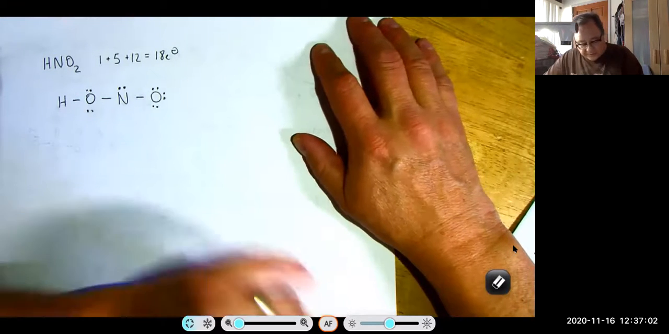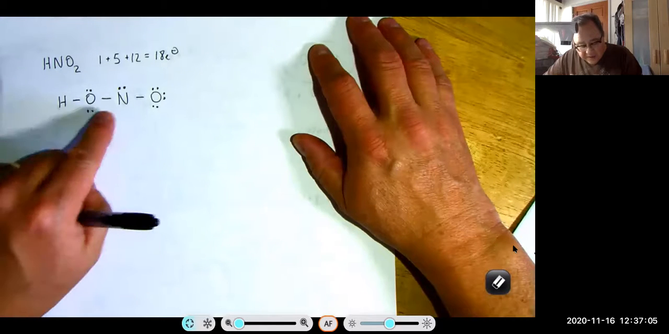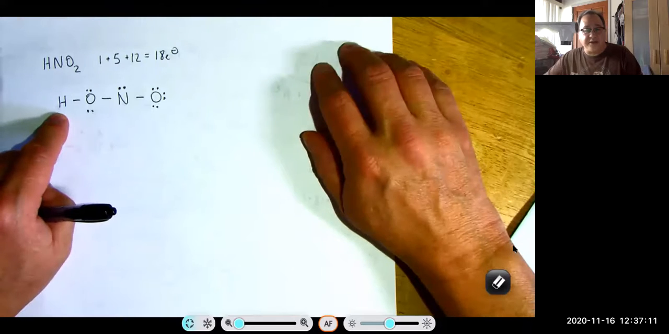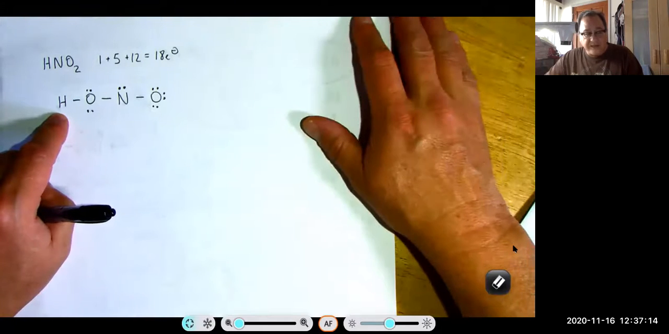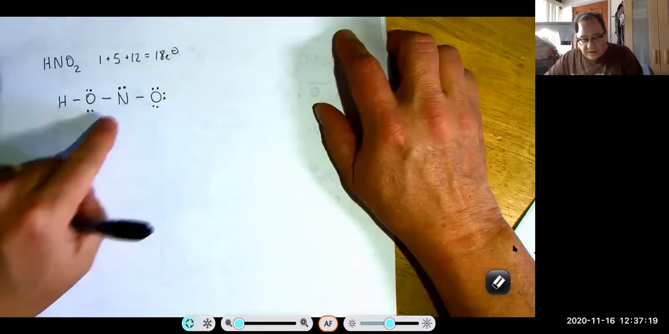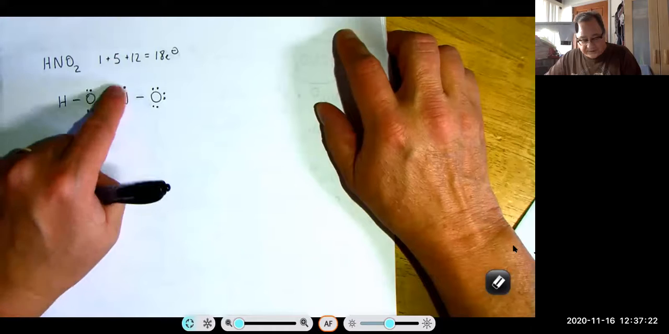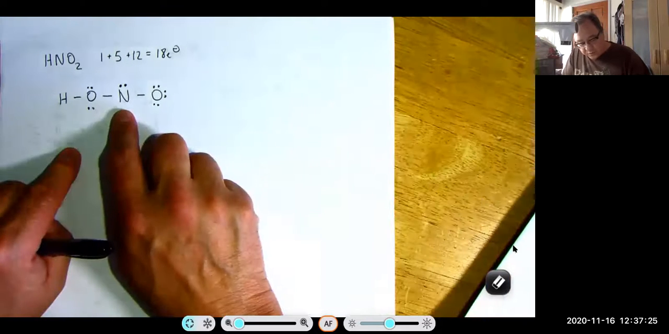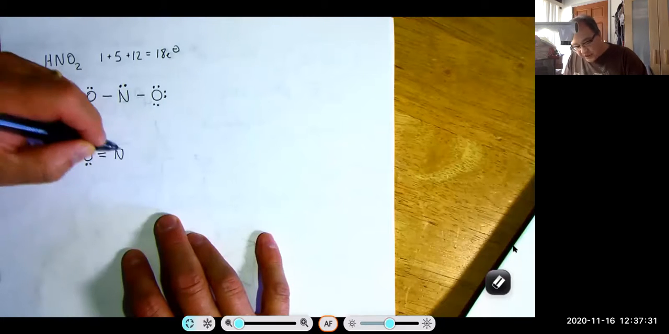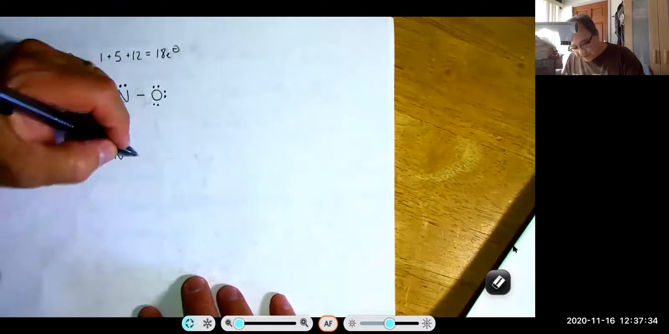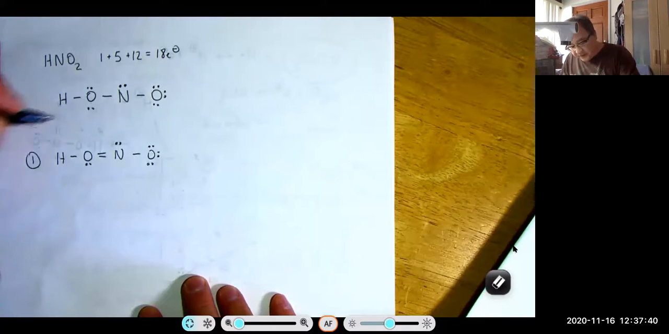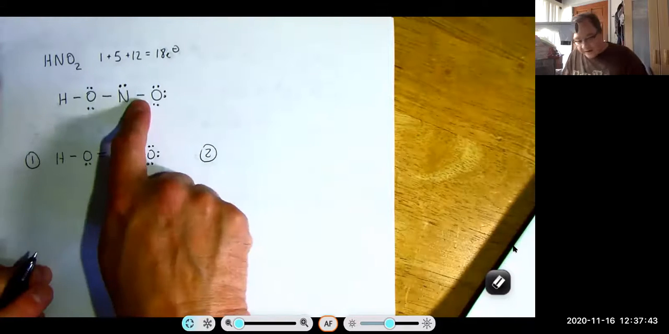Okay, now let's take a look here. Do we have an octet on the oxygen? The answer is yeah. Do we have an octet on hydrogen? The answer is no, but it's not supposed to have an octet. It only gets a duet, so it does have a duet. Is there an octet on nitrogen? No, there's only 6. So how do we get an octet on this nitrogen? We have 2 choices. Here's one choice: make a double bond from the nitrogen to the oxygen on the left. I'm going to call that 1. The second choice is make a double bond to the oxygen on the right.